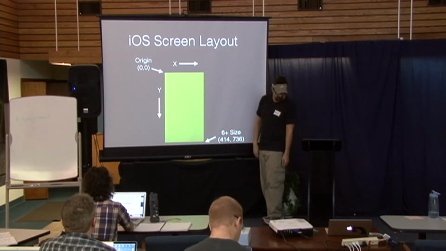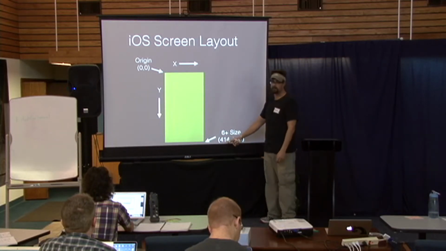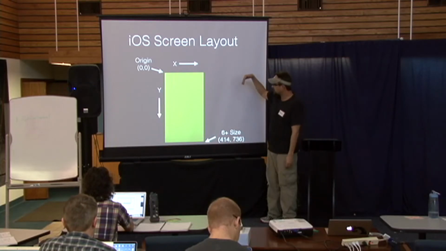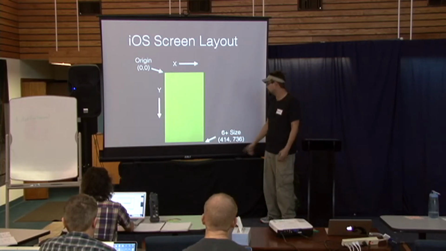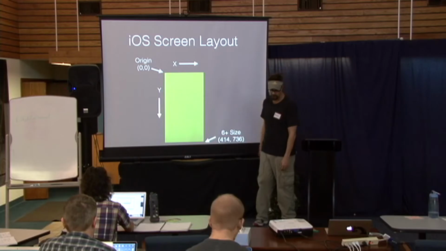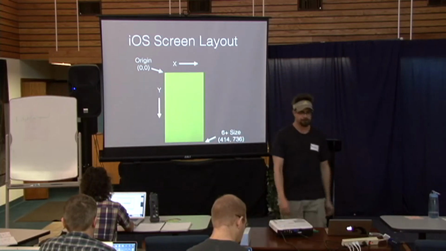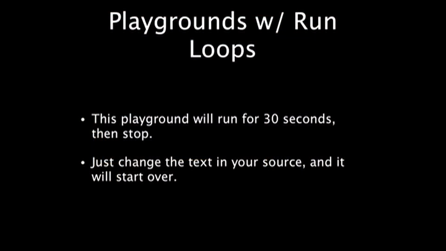On an iPhone 6, for example, there are 414 points across, and it's 736 points tall. I'm not going to get into what points and pixels are, but a point is the smallest unit that you can do something with in this case. Last slide.